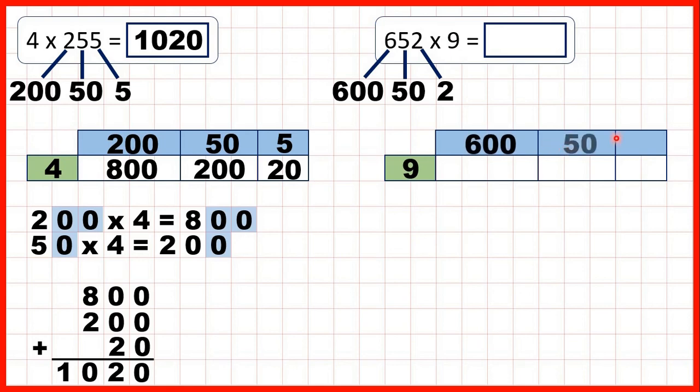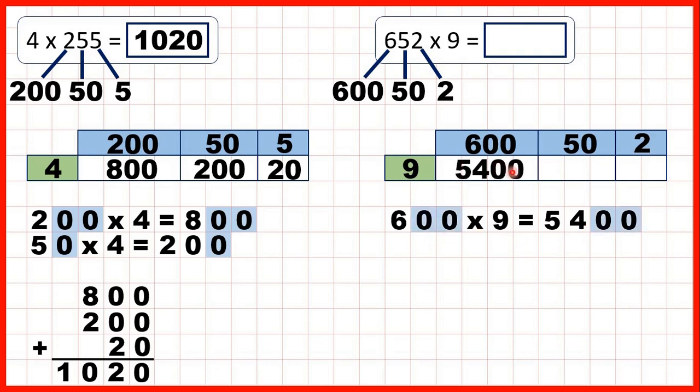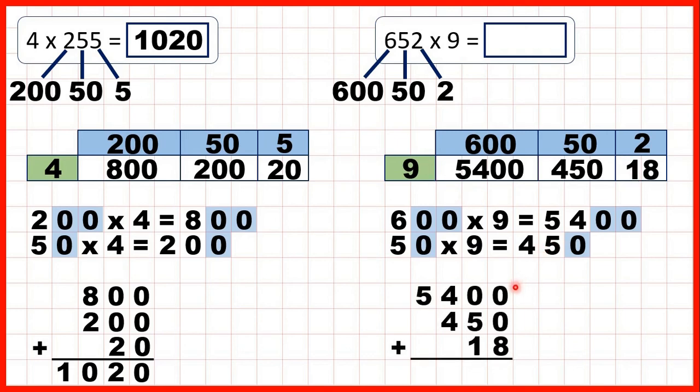Now we can write our numbers on the grid, and here we need to solve 600 times 9. That's 5,400 because 6 times 9 is 54, and then we need 2 end zeros. Here we have 50 times 9, which is 450. 5 times 9 is 45, and then we need our end zero. And here 2 times 9 is 18. So we can add up the numbers that we've written on the grid, and that gives us our answer, 5,868.